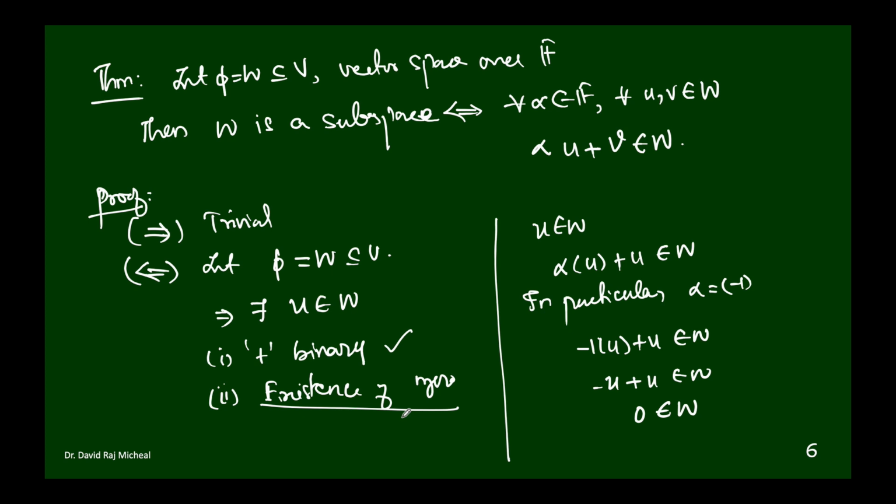Now what is left to verify is the existence of the inverse for any given element u in W. So let's verify that. The third one is, let u belong to W. Now I have to verify whether minus u belongs to W or not. That's it. How do I verify that? That's also pretty easy to verify.